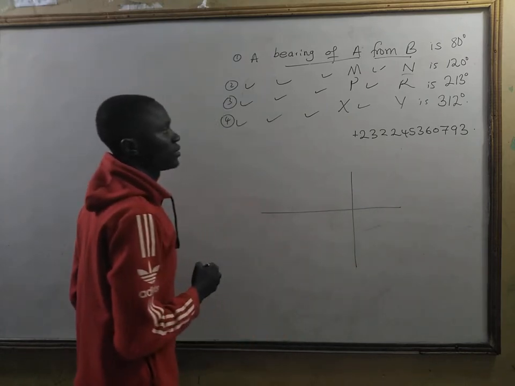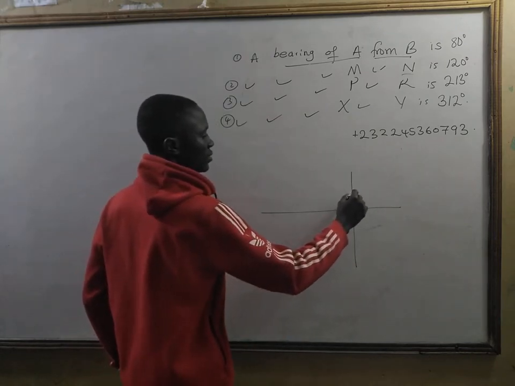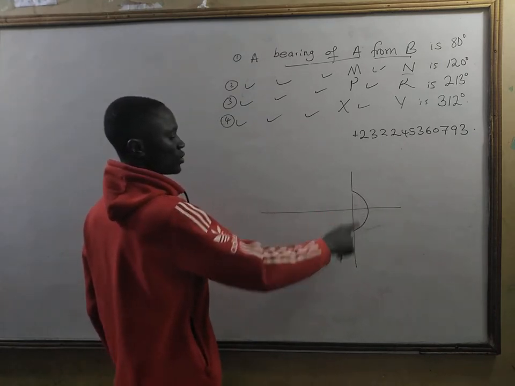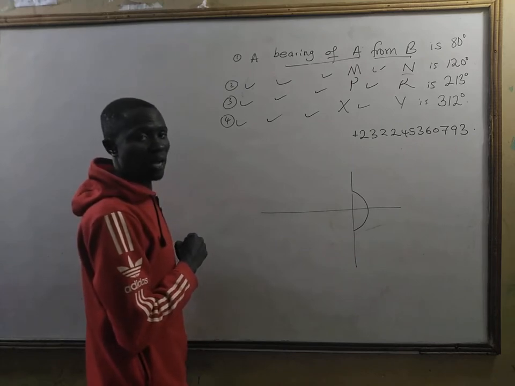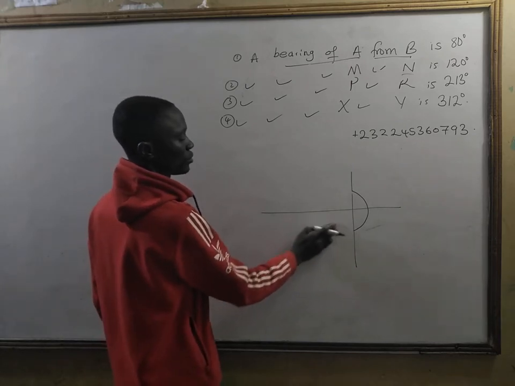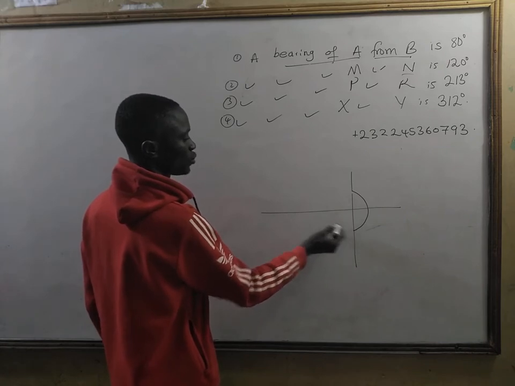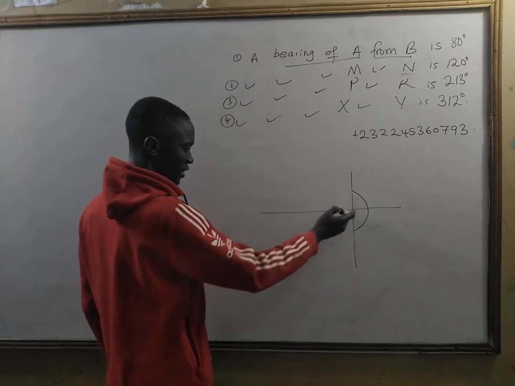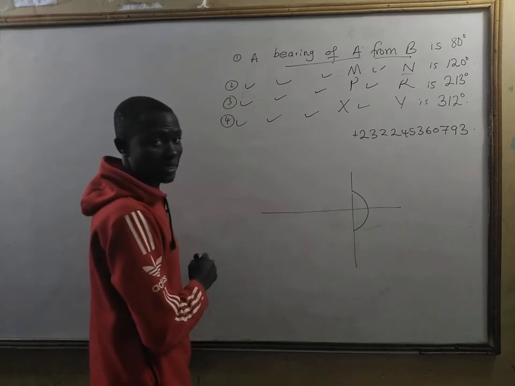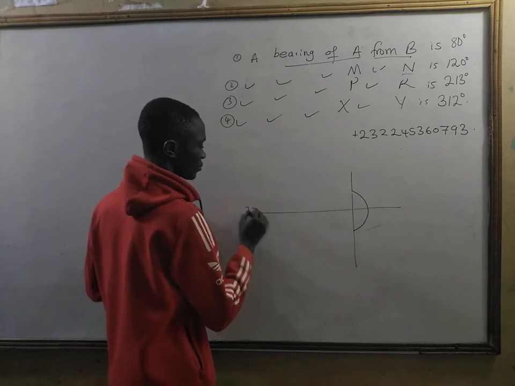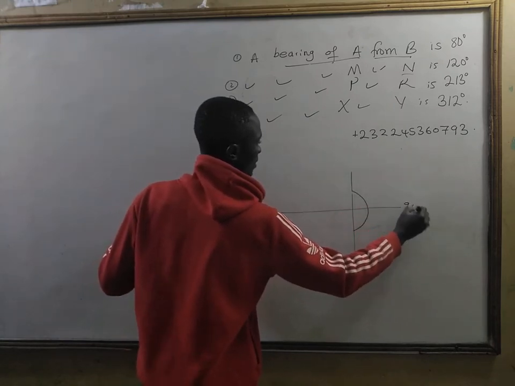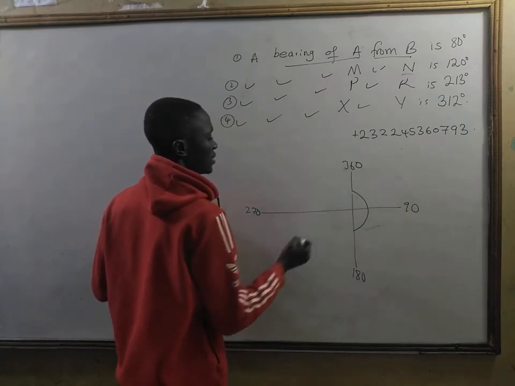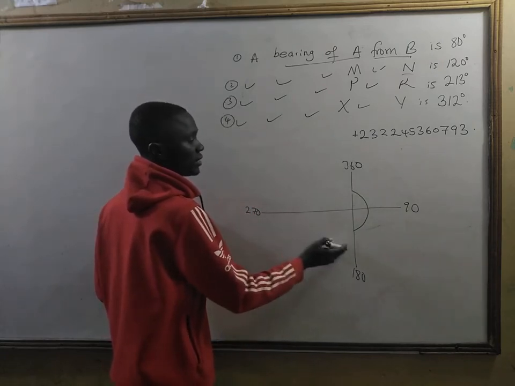For the third one, 213. From this line, from the geographical north to south, is 180. So from here to here is also 90. So 200 up to 270, you can get it, because here is 270. Here is 90, and here is 180. Then you get back to 360 degrees. So 213 will be somewhere here.